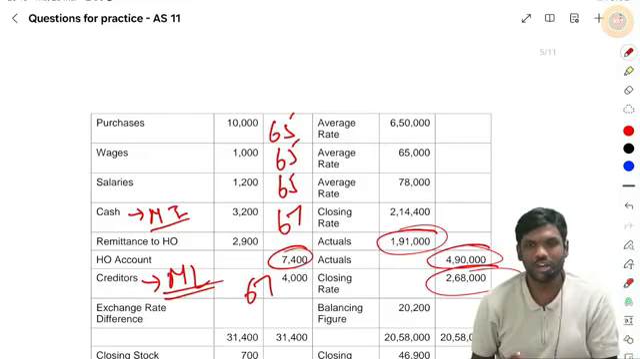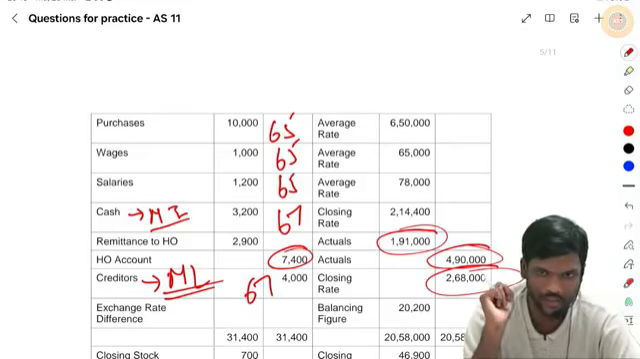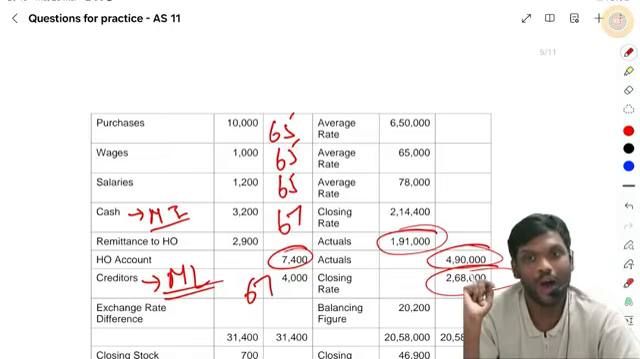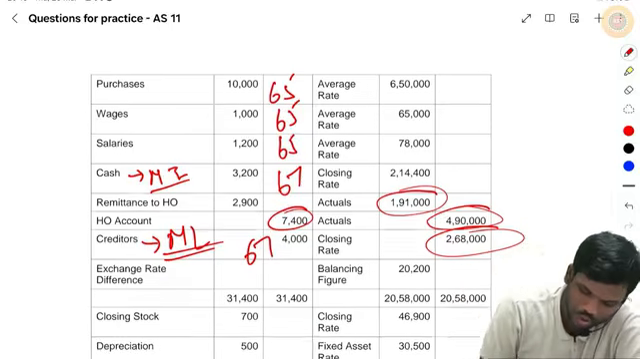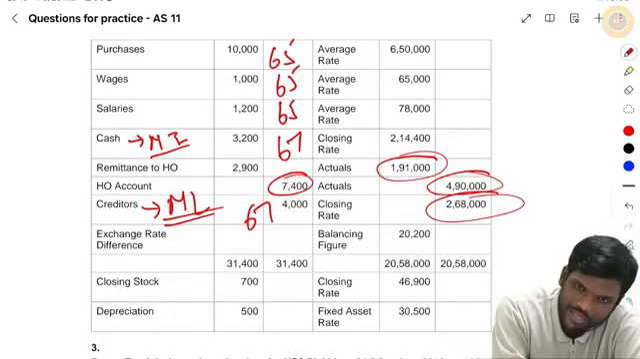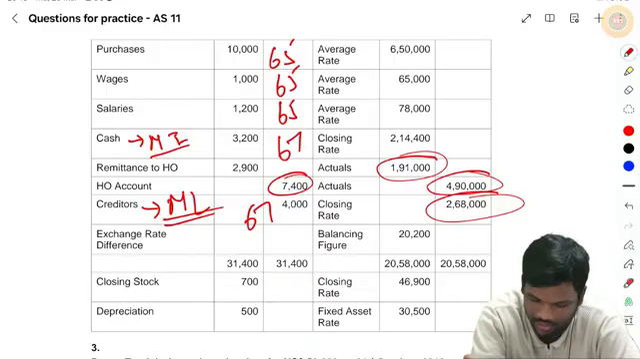Sir, what about closing stock and depreciation? No, they are outside the trial balance. So you will also write it only outside the trial balance. So now what you have to do? You have to total the debit side as well as the credit side of the trial balance.